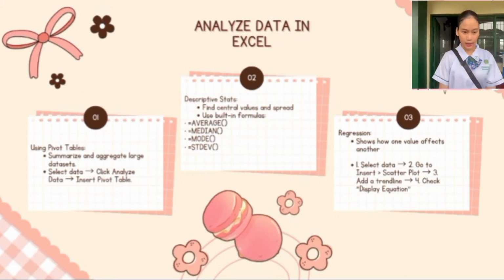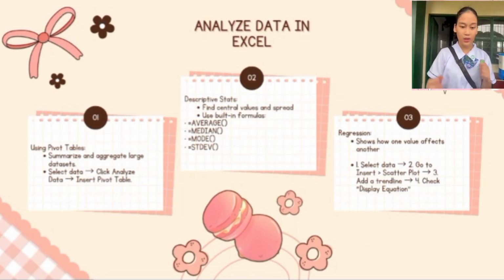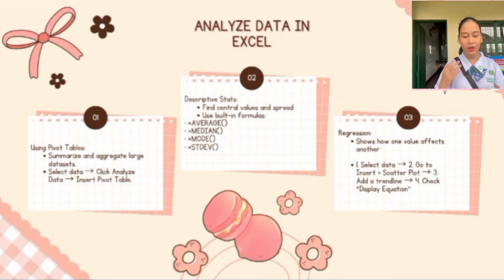Analyze data in Excel. First, using pivot tables: summarize aggregated large data sets. Second, select data, click Analyze Data. Then lastly, insert pivot tables. Second, descriptive statistics: find central values and spread. Use built-in formulas.